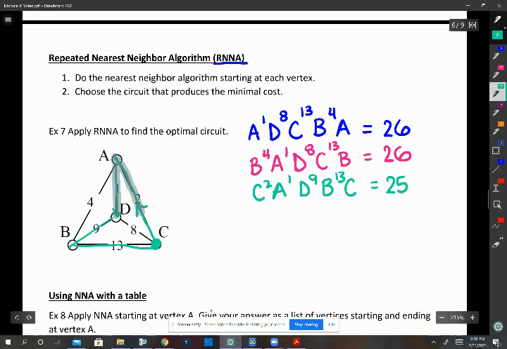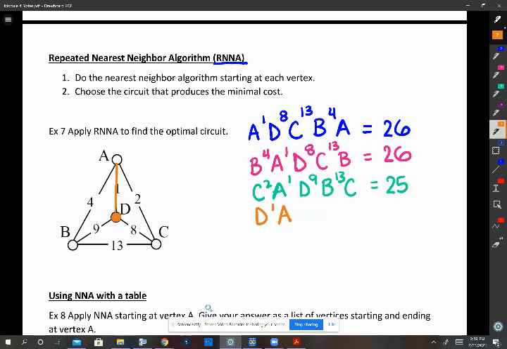And then we have one last way that we need to go, which is starting at letter D. And so we're going to go from D. We have either 8, 9, or 1. So we're going to go up to 1, or up to A, which is 1. And then from A, we either can go 2 or 4. So 2 is shorter. And then we have to go to B because we haven't been there yet. And then we go back up to A, which is 4. And again, we add them together.